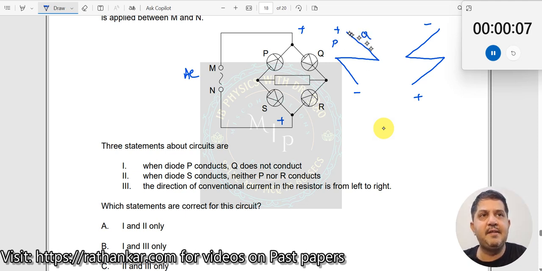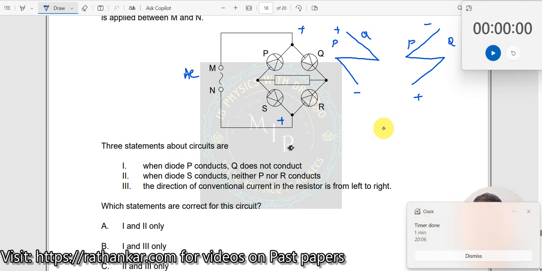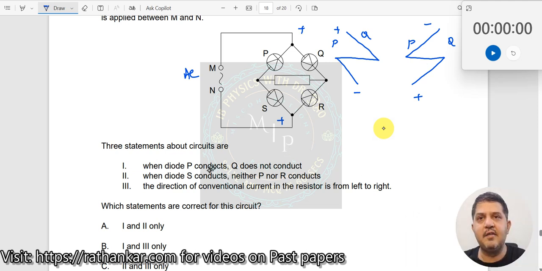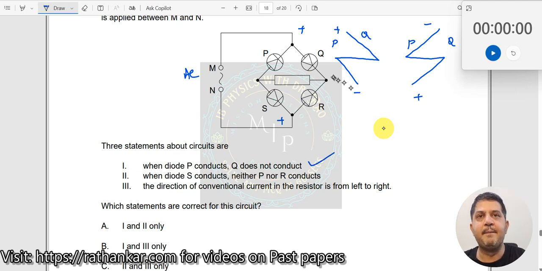See, conducting means joined by a straight line. When Q is conducting, P is not conducting. When P is conducting, Q is not conducting. So it's very clear: when P is conducting, Q does not conduct. This is right.